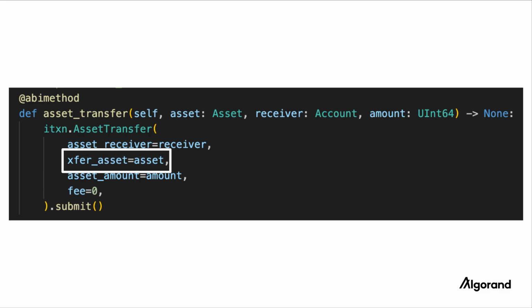Xfer_asset field specifies which asset you will be transferring. Here, xfer_asset is set to the asset argument, which is an asset type. You can also put asset IDs here, either as UInt64 or int type.